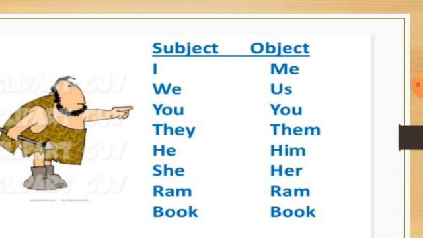Then "he" is written as subject and "him" as object. "She" is written as subject and "her" as object. And the last two, Ram and book, are the same for both. So you need to remember this while changing voice. Understood? These are very important.